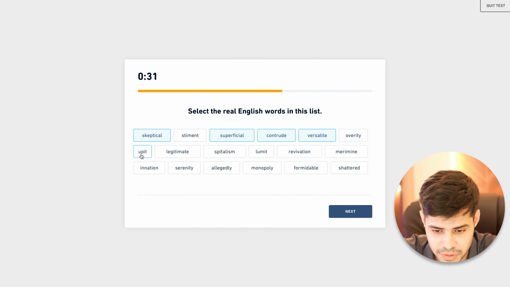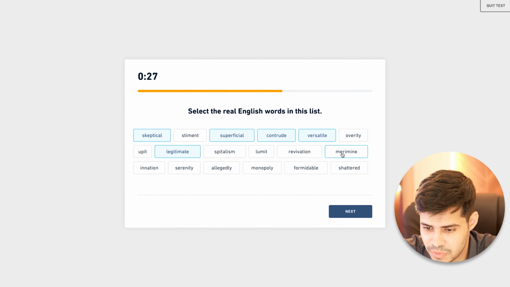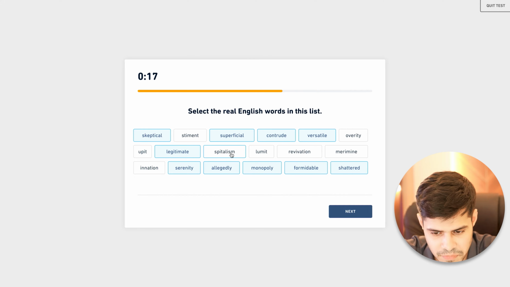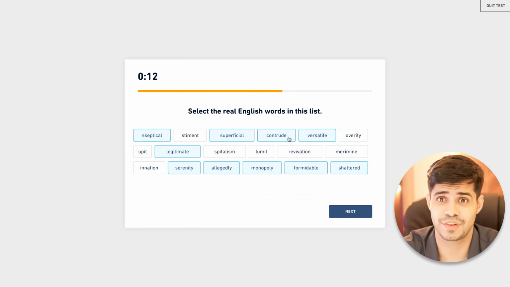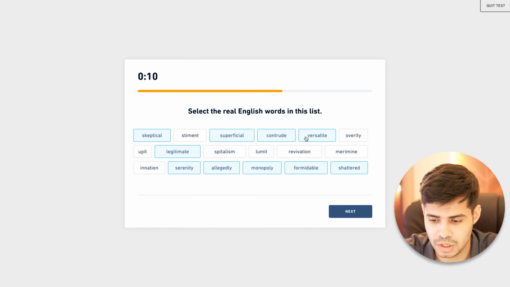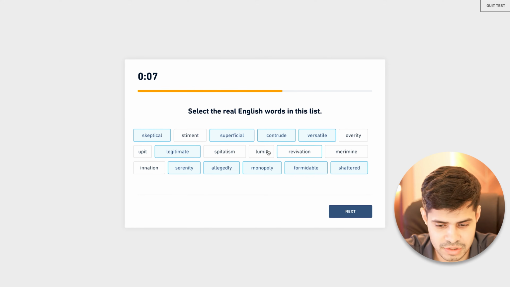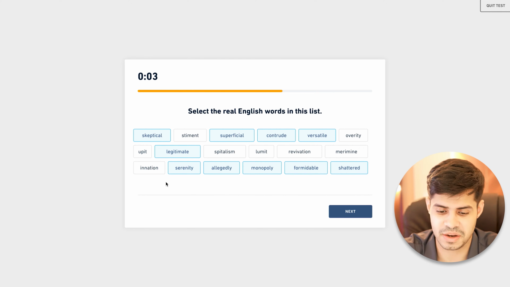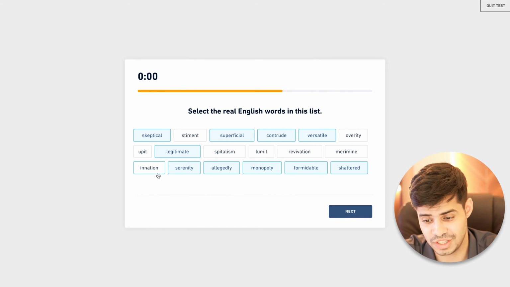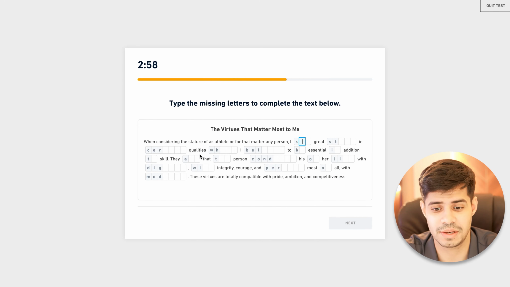Versatile, verity, upit, legitimate, spitalism, lumit, revivation, marimine, innation, serenity, allegedly, monopoly, formidable, shattered. Okay, these are correct, but contrude seems like it's the correct word. I just don't feel like I use it on a daily basis, so I'm not sure. Versatile, okay. Verity is not correct. Stimulant is not correct. Upit, spitalism, lumit, revivation, marimine, innation. I don't think any of these are actually words, so I'll let it be.